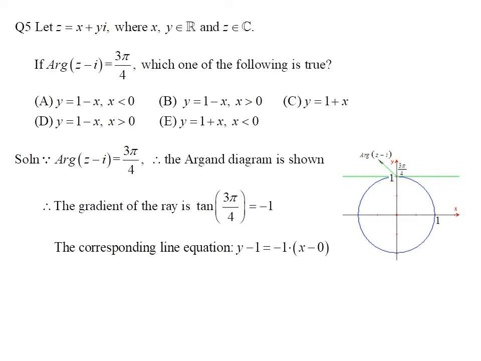Hence, the corresponding line equation is y minus 1 equals -1 times x minus 0, which is simplified to y equals 1 minus x, where x is less than 0. Therefore, the answer for question 5 is A.